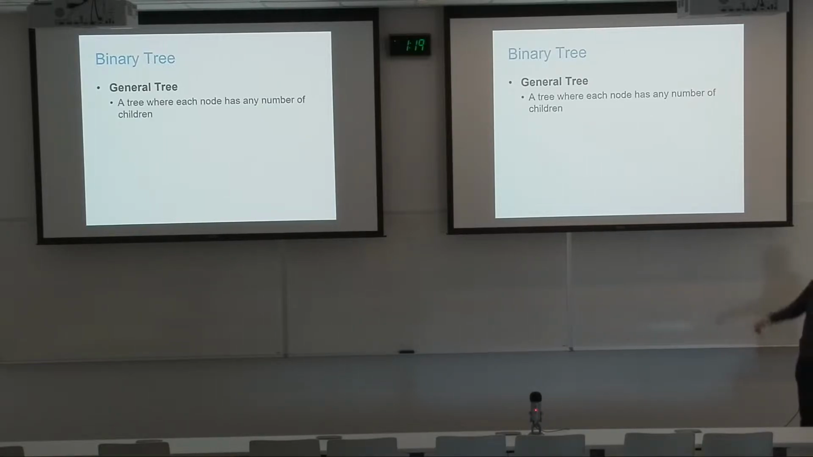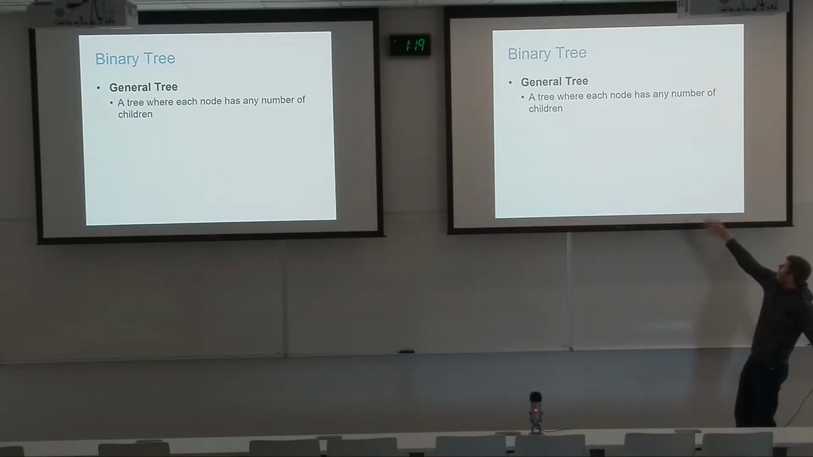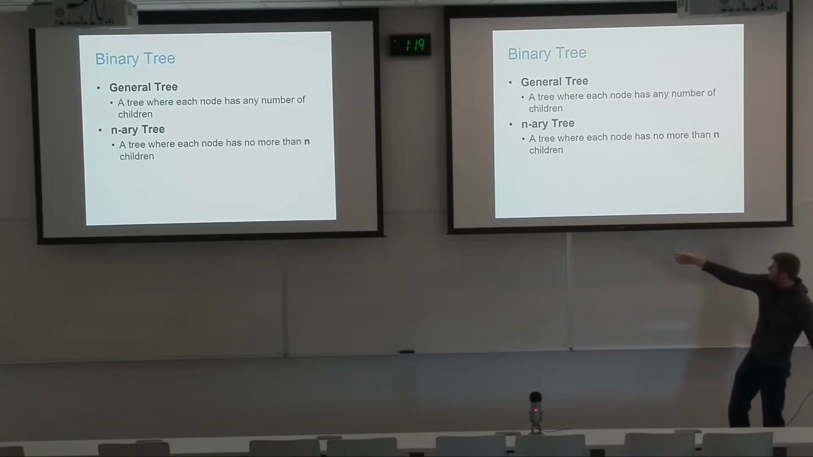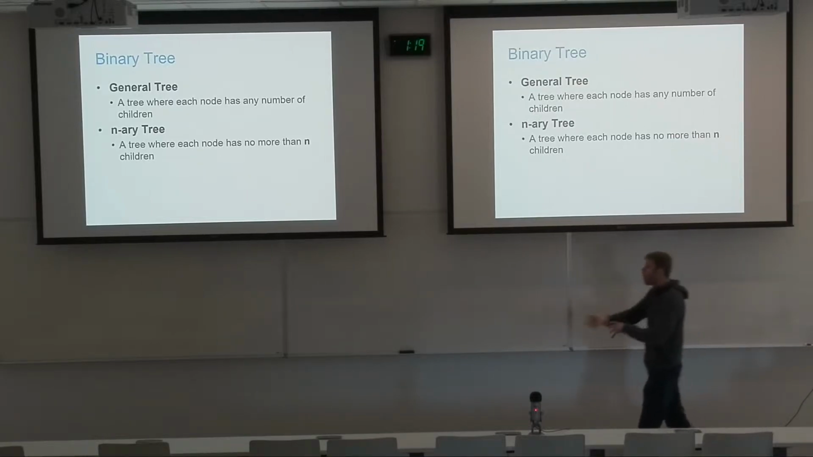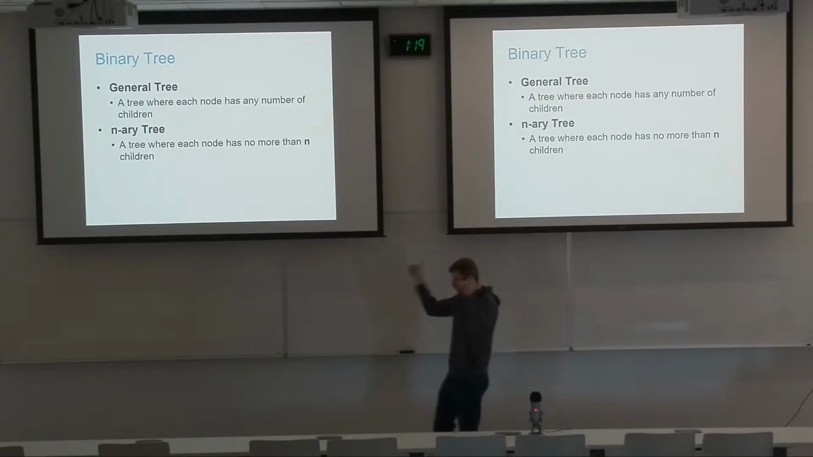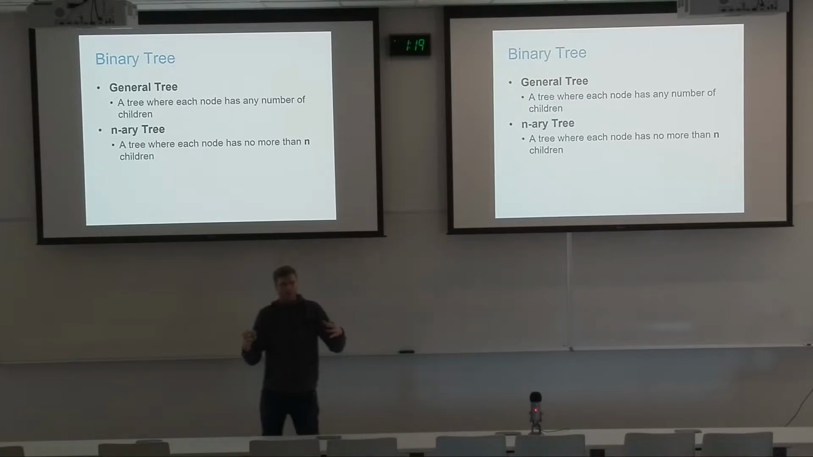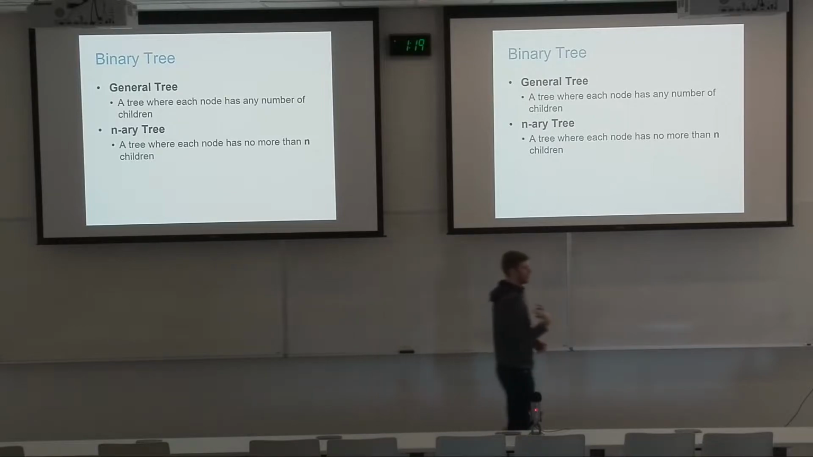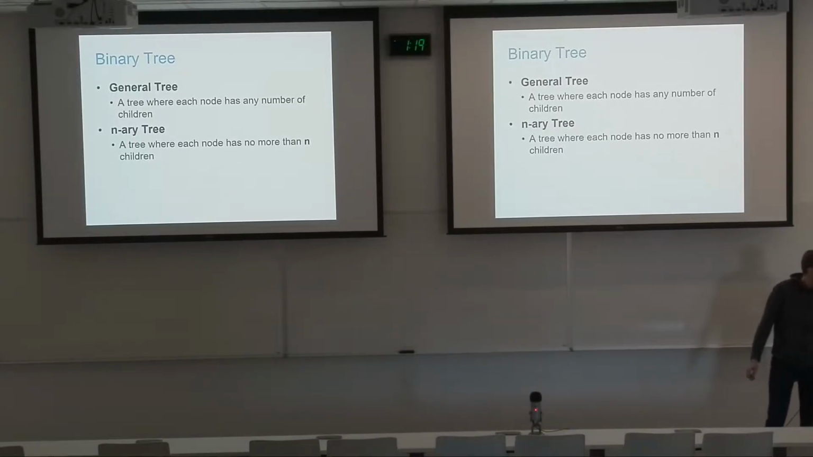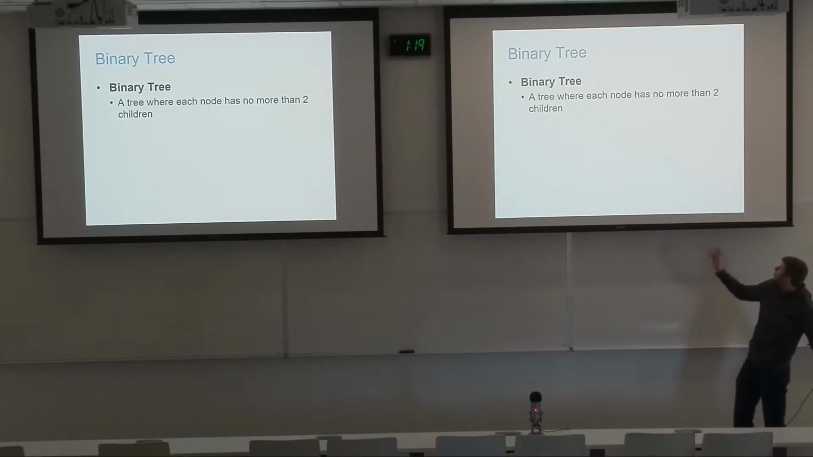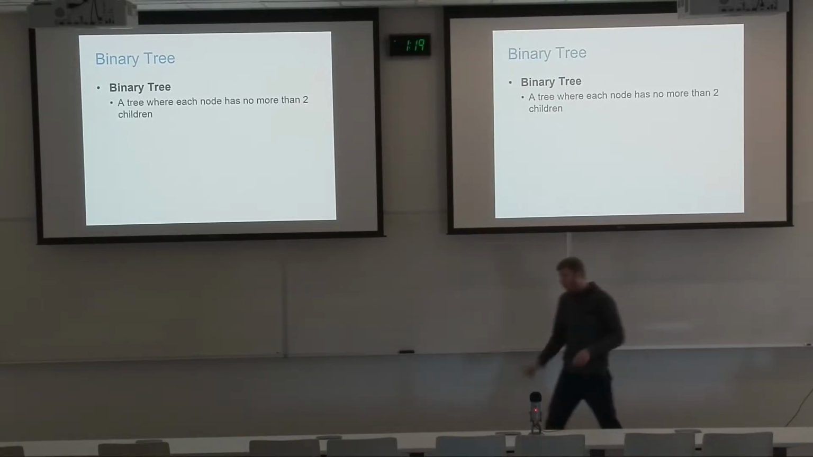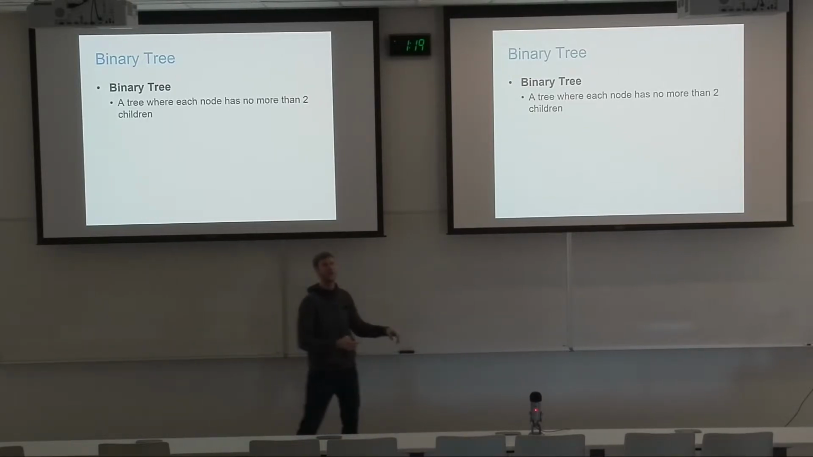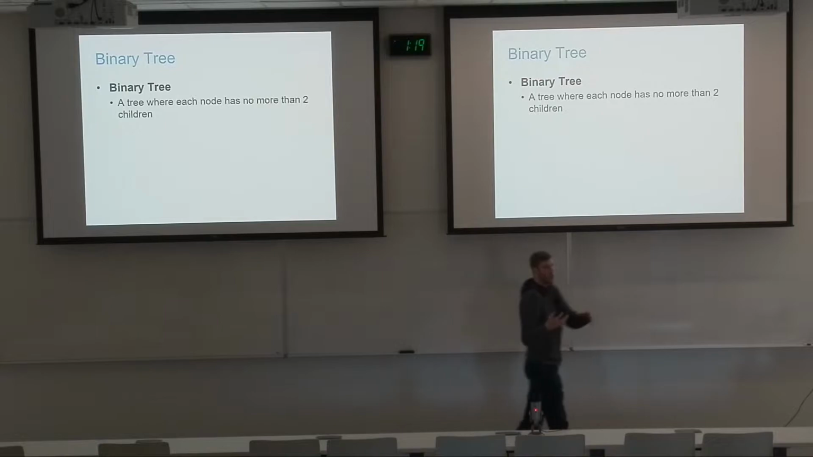So, binary tree. Remember, a general tree is a tree where each node has any number of children. An n-ary tree, pardon me, is a tree where each node has no more than n children. So in the previous example, it was like a 4-ary tree, because there were only 4 children. A binary tree is a tree where no node has more than 2 children. The example that I drew on the board a moment ago and have since erased is a binary tree. It's like a two-ary tree.